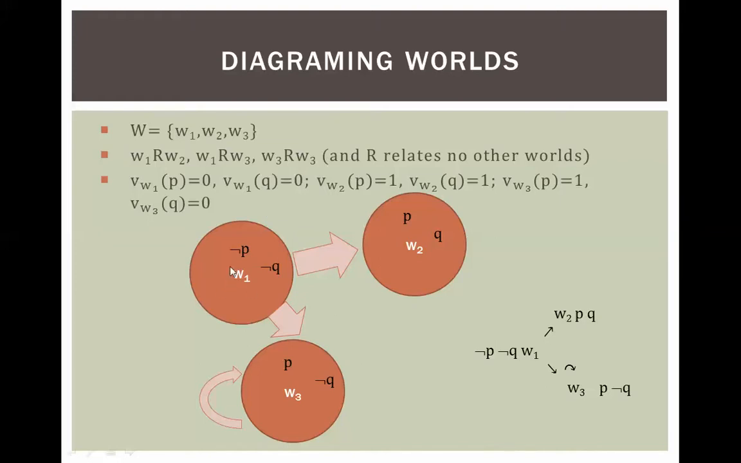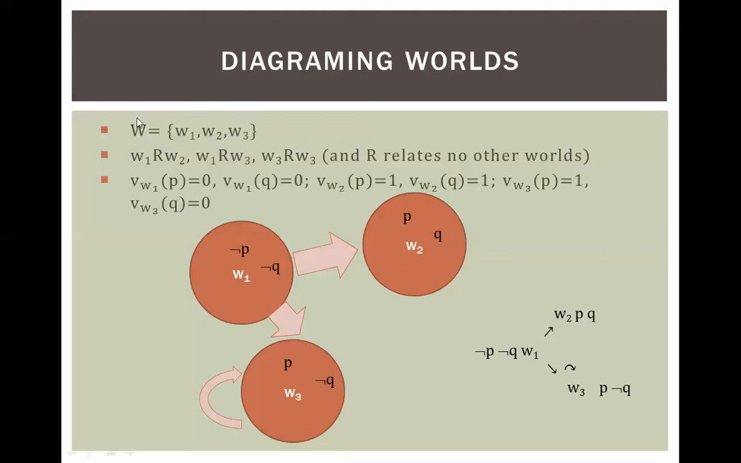You have world 1 where not P is true and not Q is true. Notice it doesn't access itself, but it does access W2 and W3, world 2 and world 3. At world 2, P and Q are true. At world 3, P is true, but Q is not true. And notice world 3 is the only one that accesses itself. Alright, well there's a way of diagramming this out, and here's the way it would be.